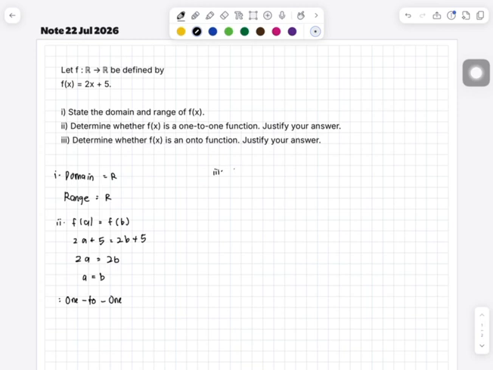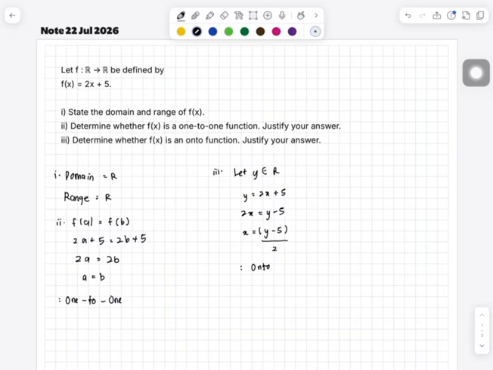A function is onto if every output has at least one corresponding input. Now solve for x. Subtract 5 from both sides. Now divide both sides by 2. Since x is still a real number, for every real number y, every output has a corresponding input. Therefore, the function is onto.